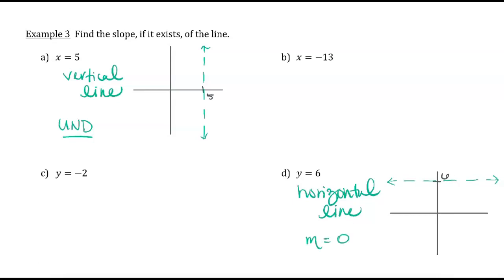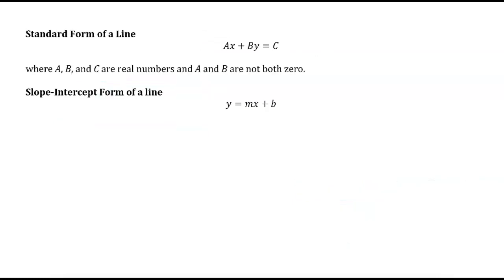Now let's talk a little bit more about equations of lines. In this section, we'll talk about 2 different forms of the equation of a line. The first one we have is standard form, where we have the x term and the y term on the left and the constant term on the right. The only requirement is that we don't have both a and b equal to 0. The second one we call the slope-intercept form of a line, and that's when we solve the equation for y and move the x term and the constant term over to the right.